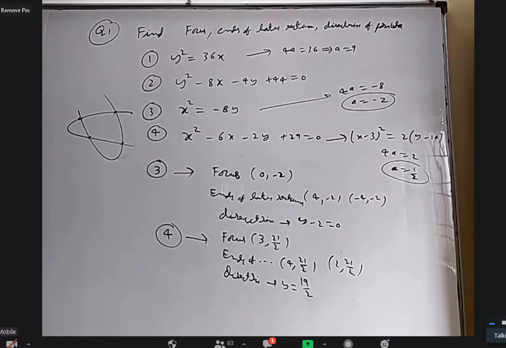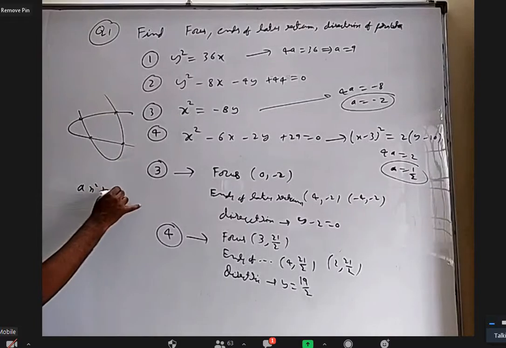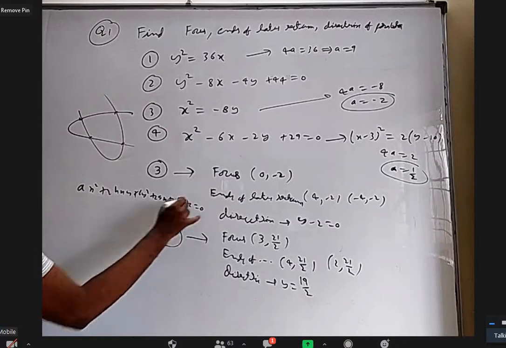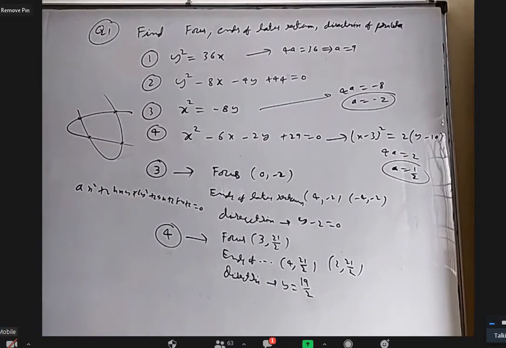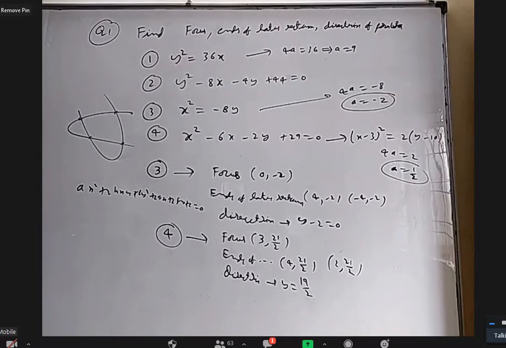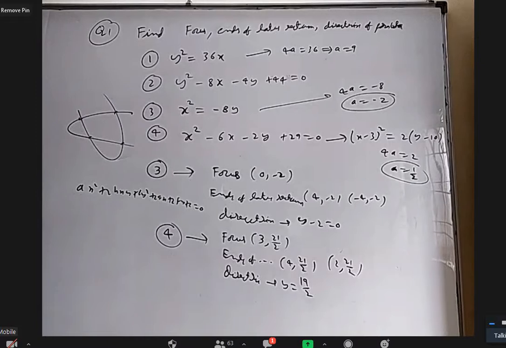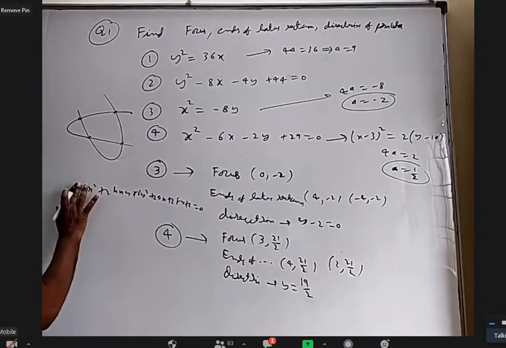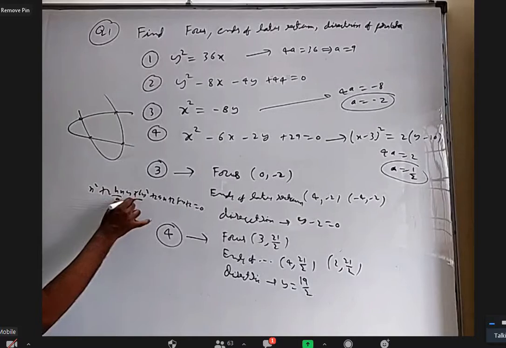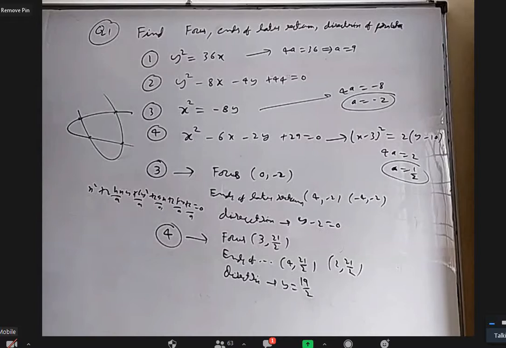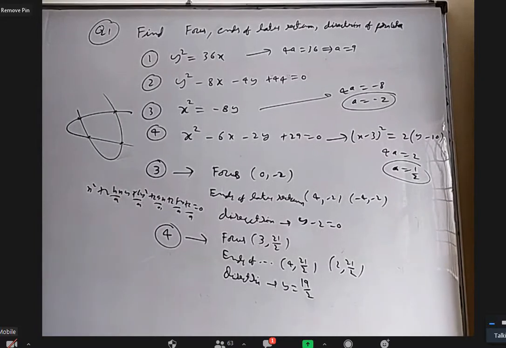Another explanation is any parabola will be in the form of ax square plus 2hxy plus by square plus 2gx plus 2fy plus c equal to 0. How many unknowns? 6 unknowns, right? But actually it is not 6 unknowns. Why? Because if I divide with a, I can write by a here, by a here, by a here. Effectively, you can multiply an equation with any number you want. It's only 5 unknowns, right?